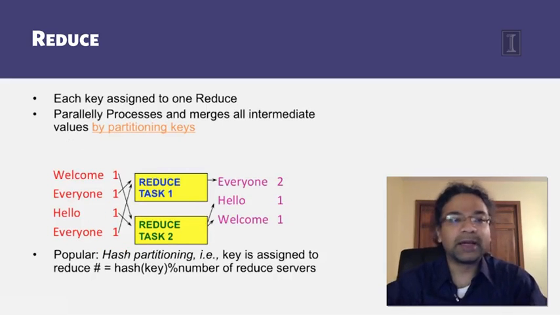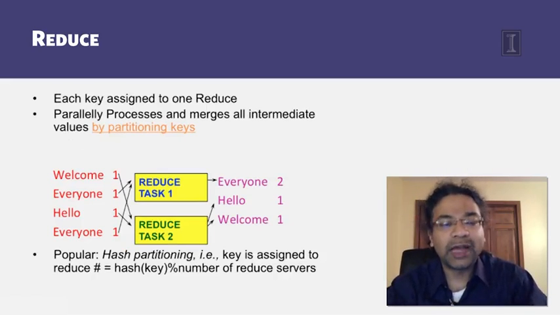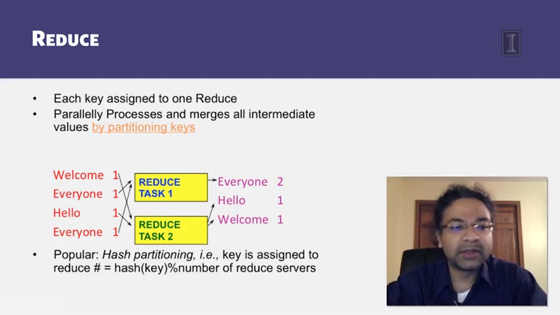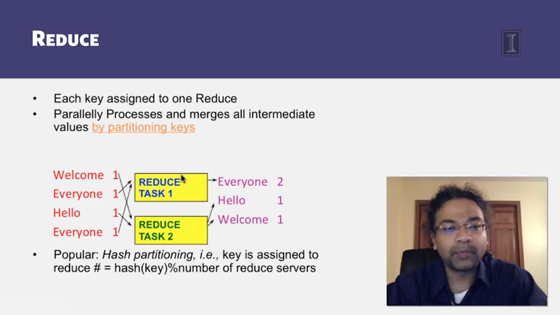So the way you do this is by assigning keys to reduces. So you assign each key to one reduce. You do this by partitioning the keys. So for instance, in this example over here, the key everyone is assigned to reduce task number 1. And so all the key value pairs that have key equals everyone will arrive at reduce task number 1, which then will sum up the values for that given key and produce the output everyone, 2. Similarly, the keys welcome and hello are assigned to reduce task number 2, which receives those as inputs. For the key hello, it just outputs hello, 1, because that's the only key value pair it's received. And for the key welcome, it outputs welcome, 1.